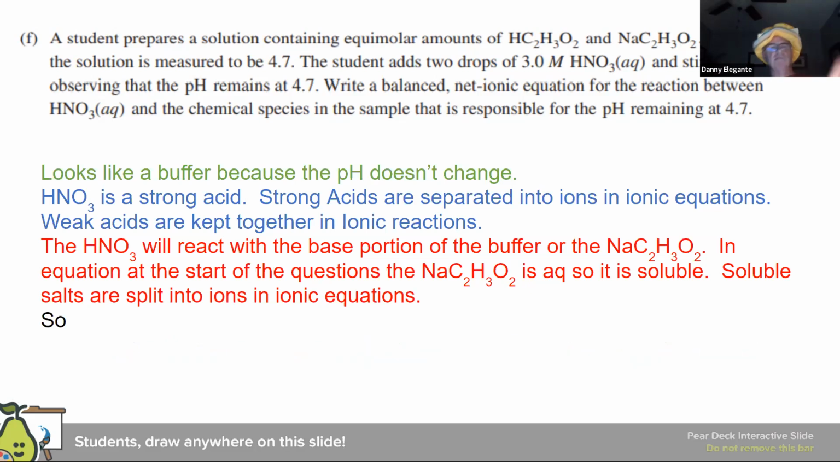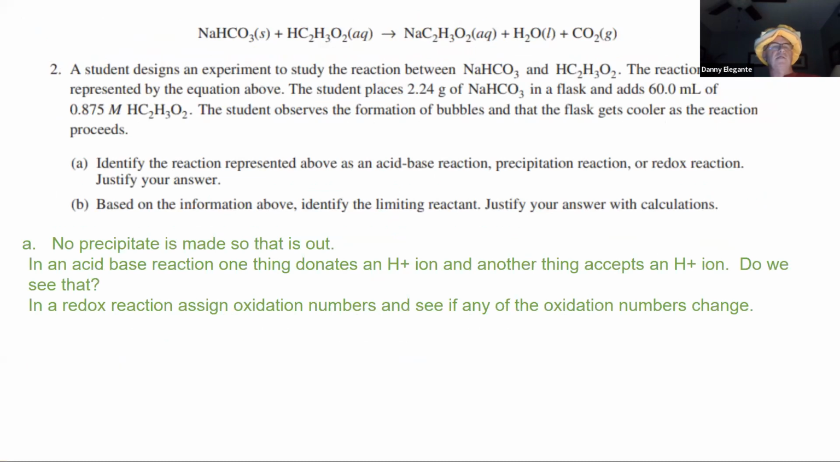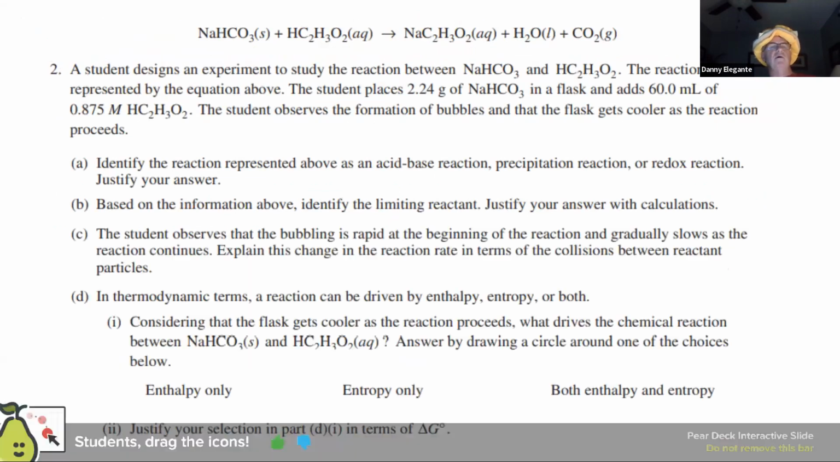So let me back up a little bit. All right. So what I want y'all to think about is here's part of the question. How many points do you think that first one should be? I think maybe just one because it says identify, right? And then part B, based on the information, identify the limiting reactant, justify with calculations. I don't know, one, maybe two there. Maybe they're being generous there, right? The bubbling is rapid. Explain that. One or two, I don't know.